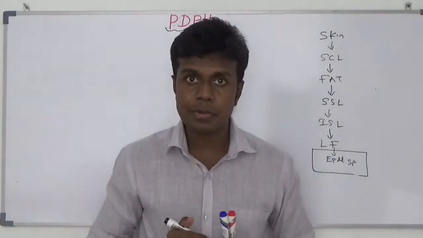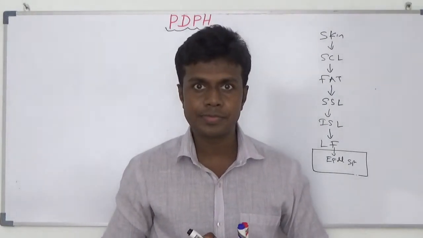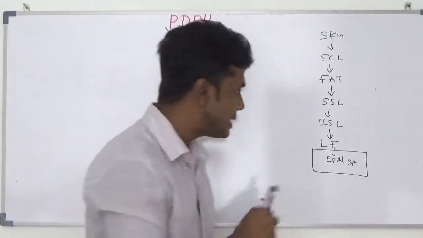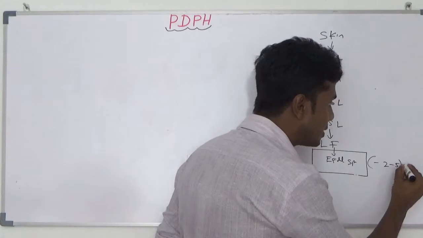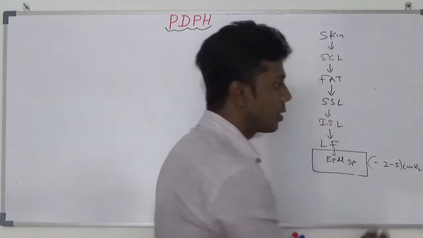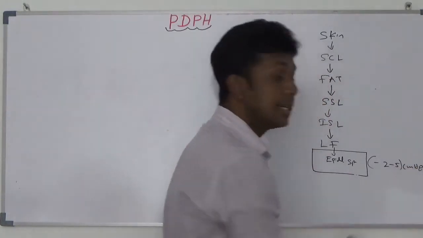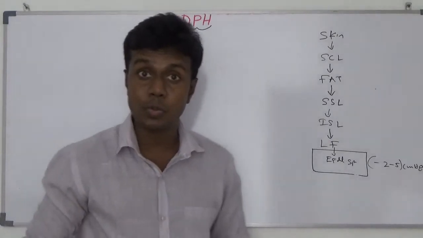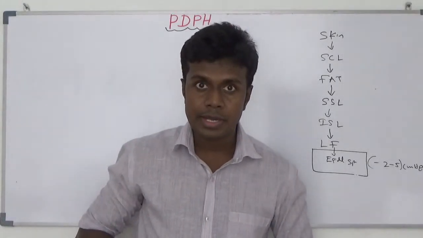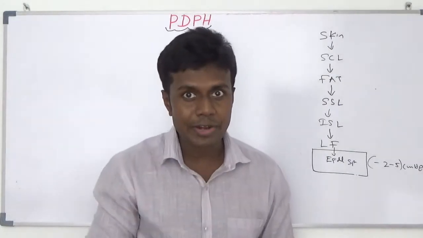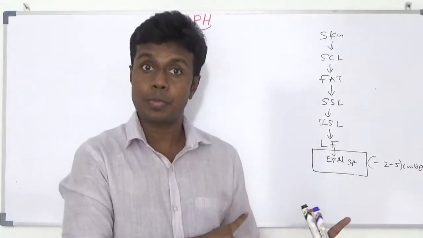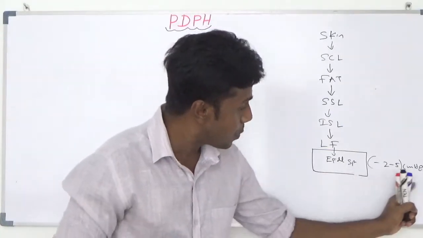The epidural space is a kind of potential space. The pressure in the epidural space is roughly minus 2 to minus 5 centimeters of H2O. That means negative pressure is there. That pressure is very similar to your pleural cavity pressure.